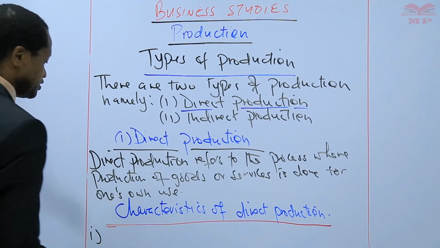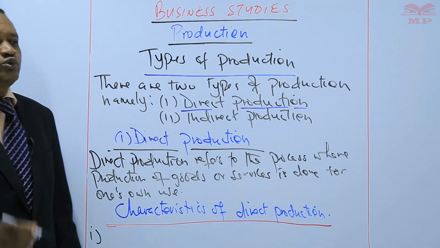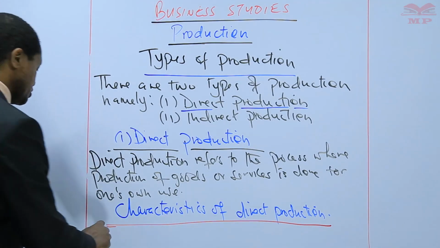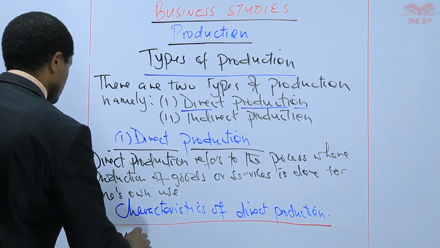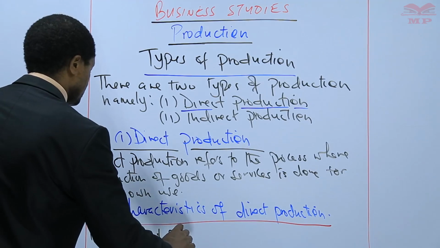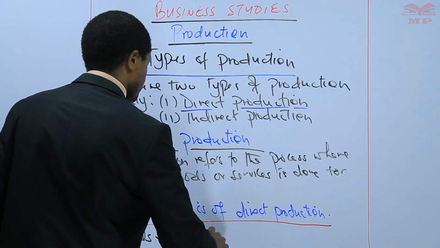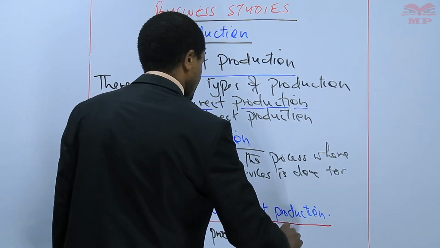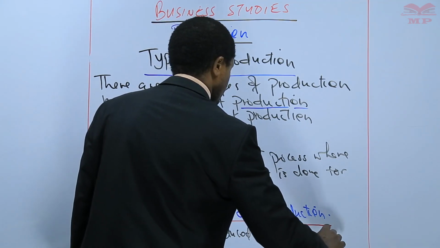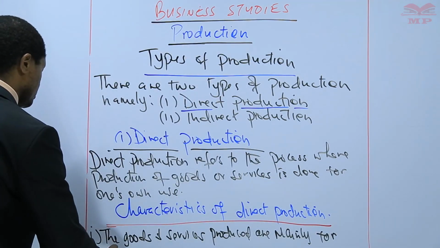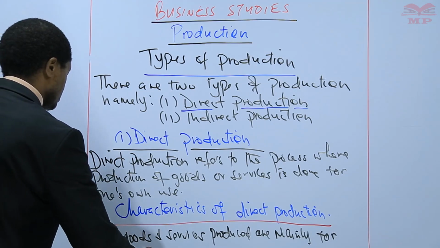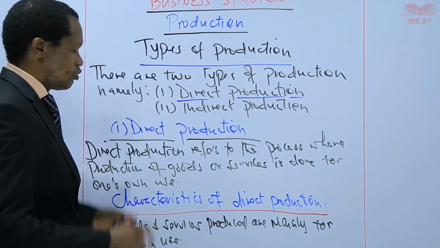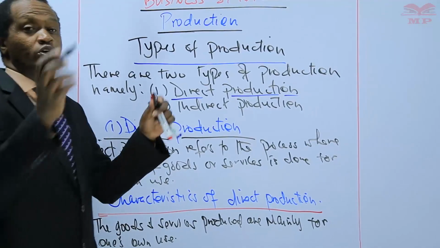The first obvious characteristic is that the goods or services produced are mainly for one's own use. They are produced for one's own consumption and not for sale.